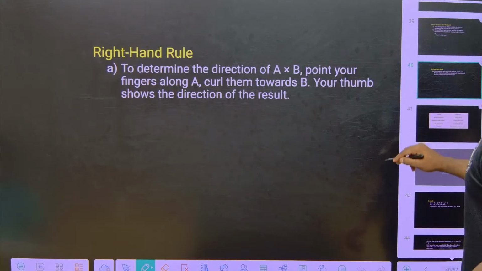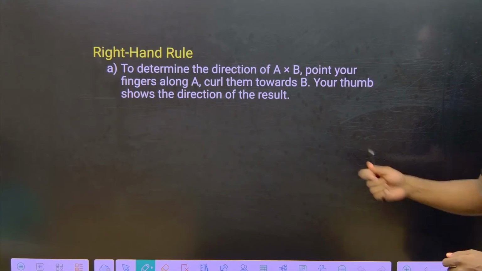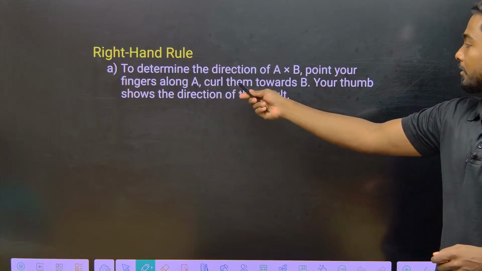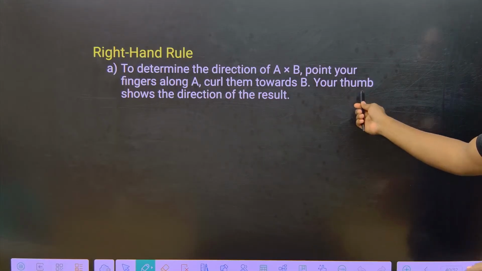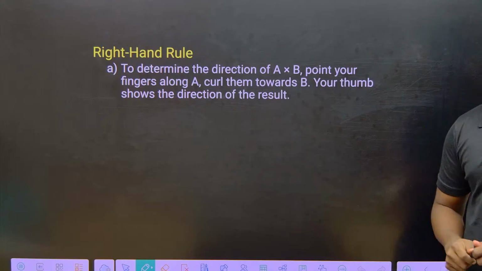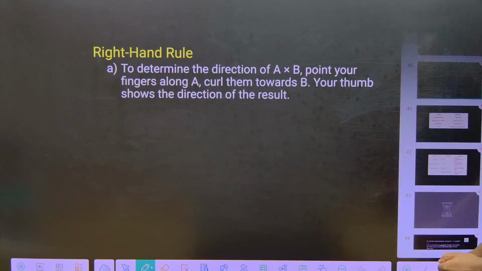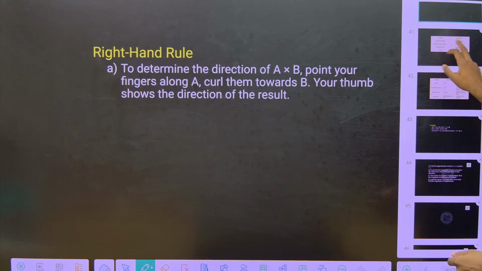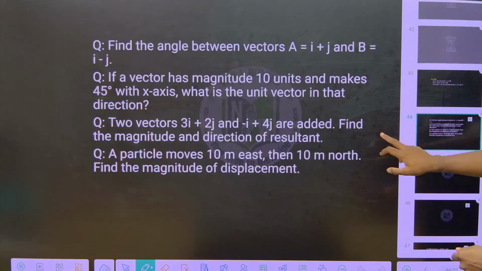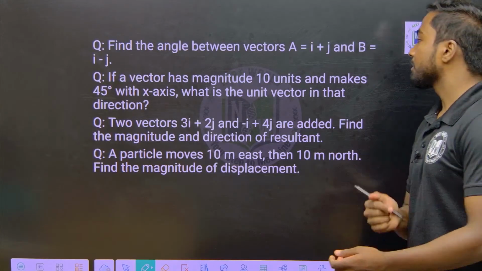This is what we have seen. To determine the direction of A cross B, point your fingers along A and curl them towards B. Your thumb shows the direction of the resultant. Okay, you can give the answer for these questions.